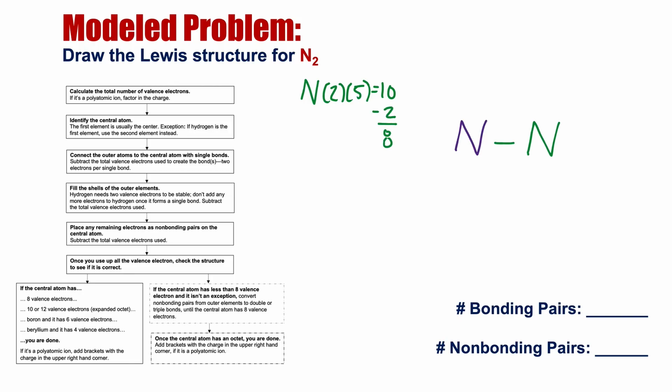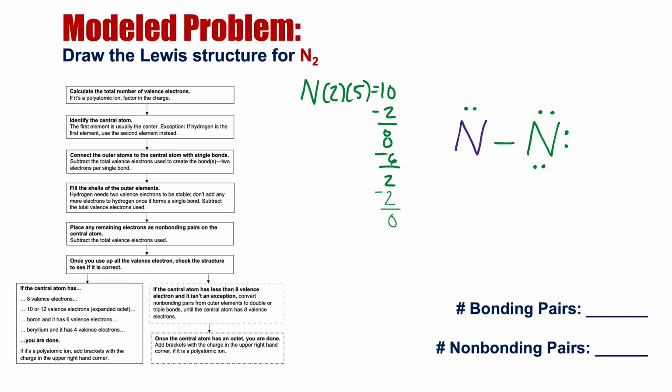Connect them with a single bond. I used up 2 electrons. I now have 8 left over. I fill the outer one's shell completely to now have 2 electrons left over. I'm placing any remaining electrons as non-bonding pairs on the central atom. So I'm going to place those 2 remaining electrons on that purple central nitrogen. And now I have 0 left over. When I check that central nitrogen, the purple one, I have 2, 4 electrons. That's not enough. So that tells me I need to create a double bond.